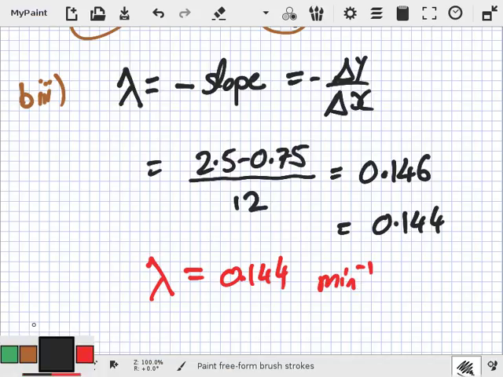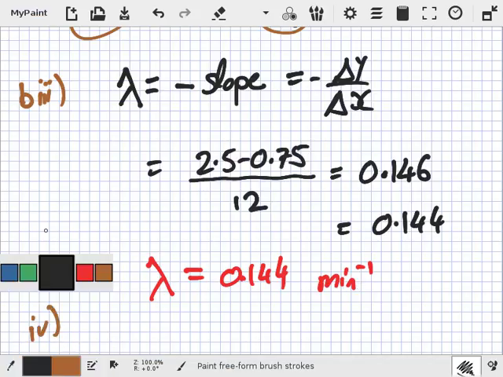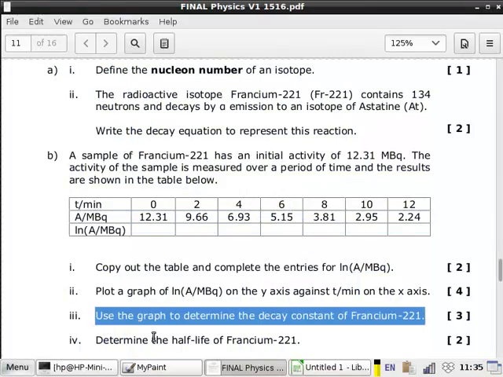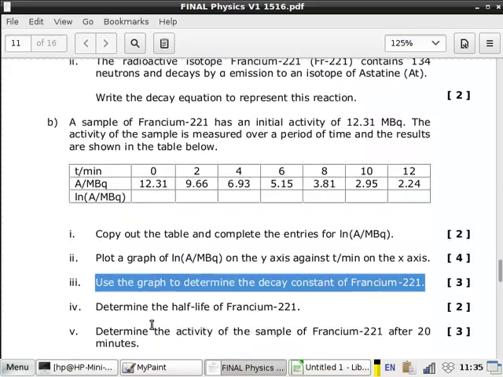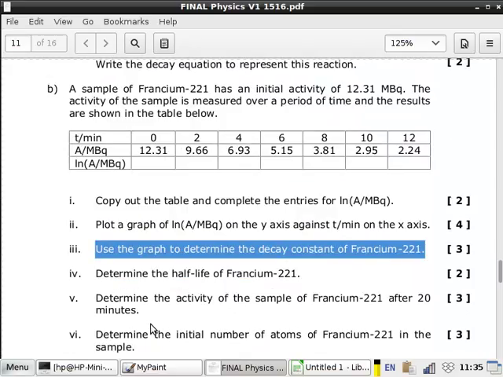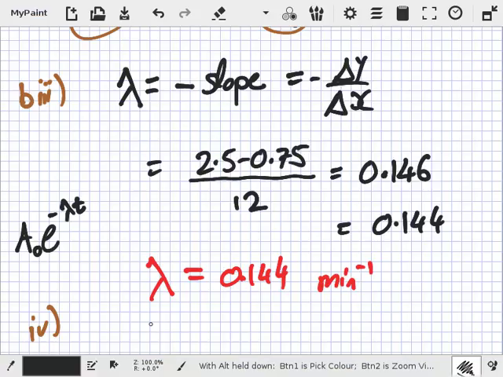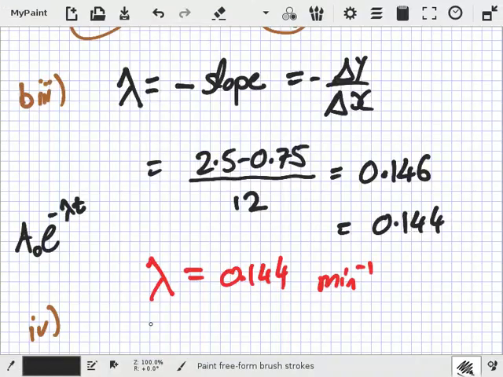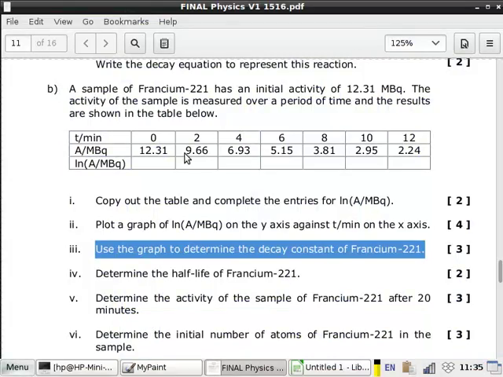Now, you're asking me what, KJ, can we use A equals A0 e to the minus lambda t? No. Why not? Because the question says use the graph. But if you use it, I get a different answer. I know. What answer do you get? 0.00948. Yeah, but are you using seconds or minutes? Minutes. And what are you using as A0? 2.51. But A0 is 12.31.